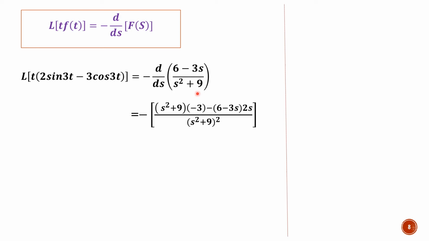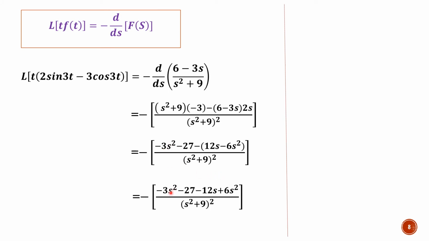Apply, so it starts with v du. It is not u dv. The formula for the derivative of u by v is v du minus u dv upon v square. Simplifying, opening the bracket here. So minus 3s square minus 27. If I take 2s inside the bracket, I will have 12s minus 6s square. Again taking the minus sign inside the second term. So minus 3s square minus 27 minus 12s plus 6s square.